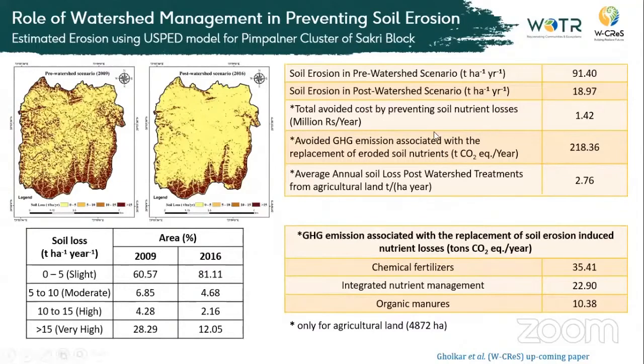And we have not just reduced the soil erosion, but along with soil, there are various crucial vital nutrients that are getting lost. So we have saved around 1.42 million rupees per year because of saving the eroded soil. And if we would like to replace those nutrients with the conventional chemical practice, then there would be GHG emissions, which we have also avoided. That avoided GHG emission was around 218 tons of CO2 equivalent per year.